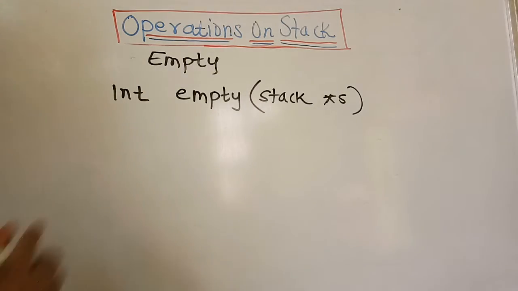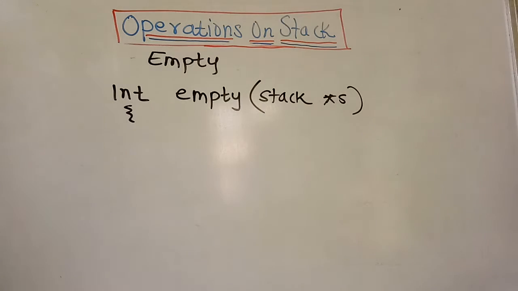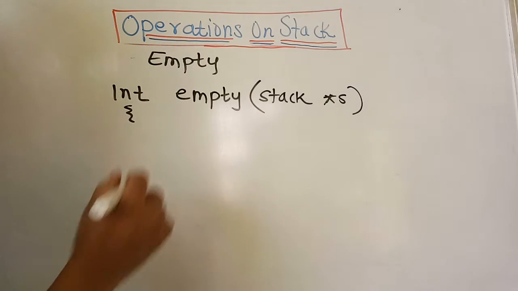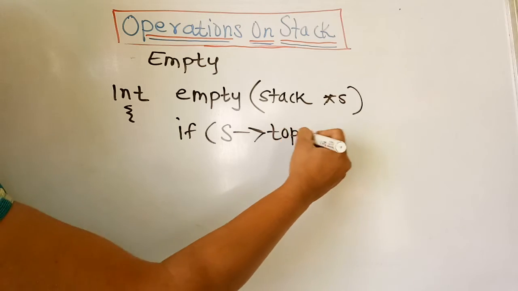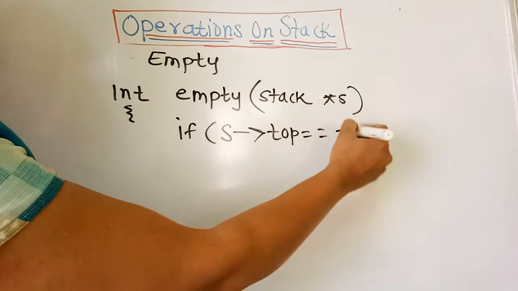Now how to check whether the stack is empty or not? In the previous initialization function, we have seen that when s pointer top equals minus 1, we are making the stack empty. So when top is at the minus 1 position, it indicates the emptiness of a stack. Here we are only checking it with an if condition: if s pointer top is equal to minus 1.